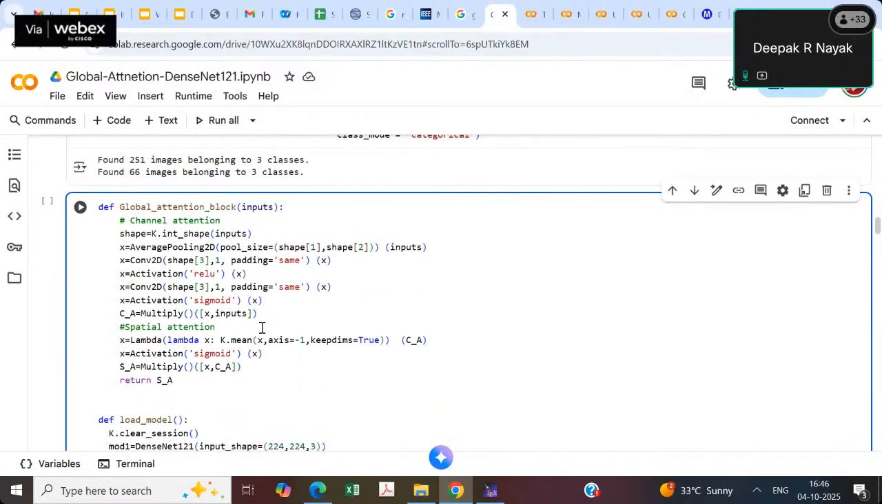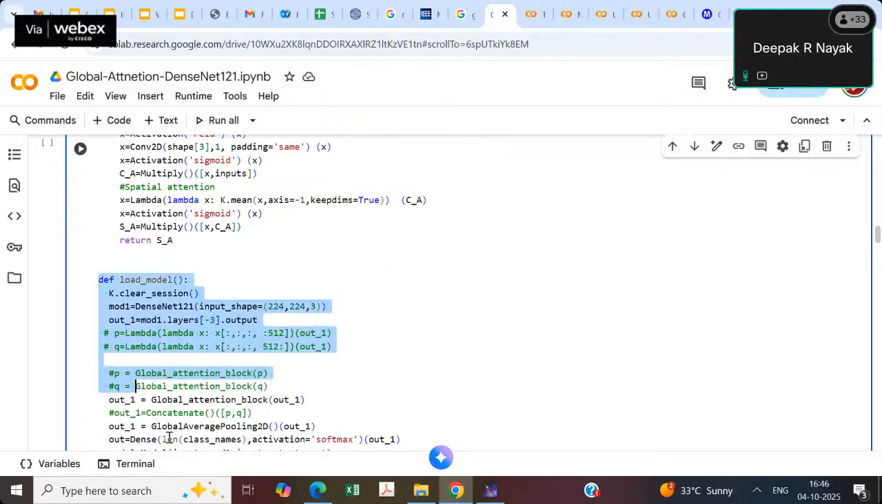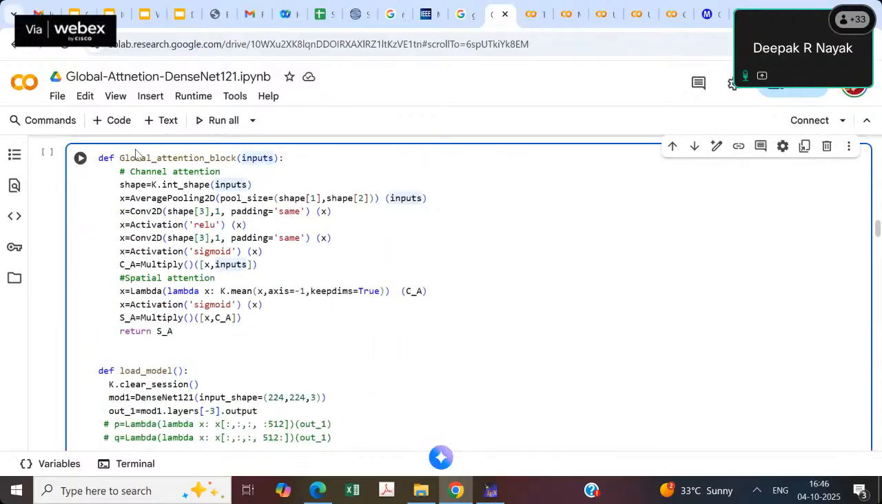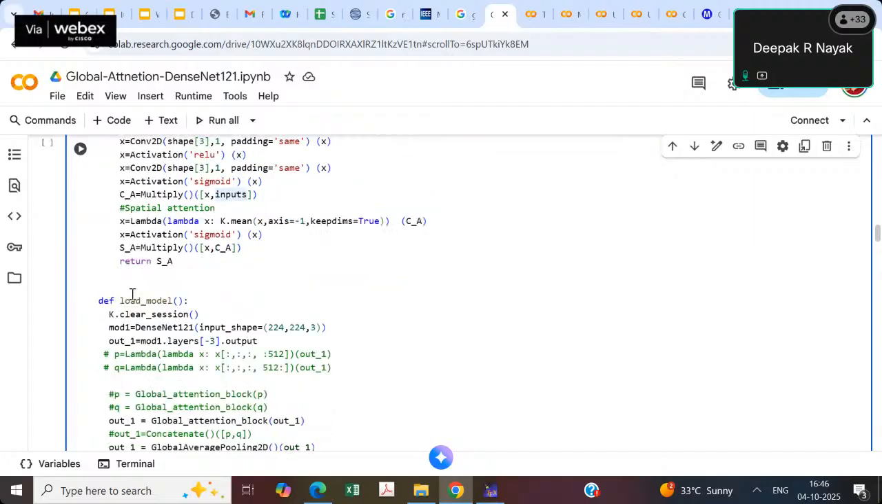You can see this part is the model, and this part is the attention block. First, we have loaded a DenseNet model here, and of course we are considering the ImageNet weights. That means the pre-trained DenseNet, with the input size 224 by 224 by 3. And then we are removing the top layers.